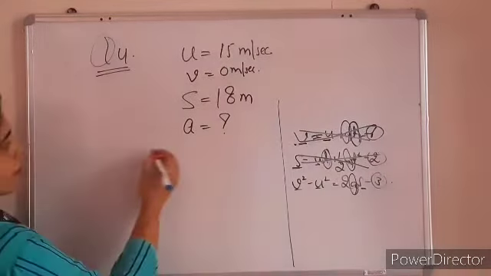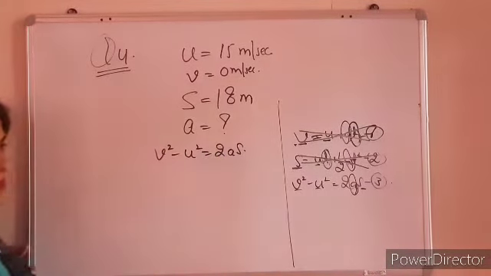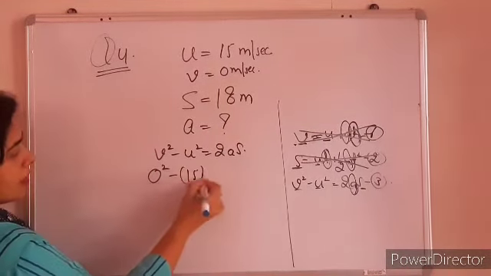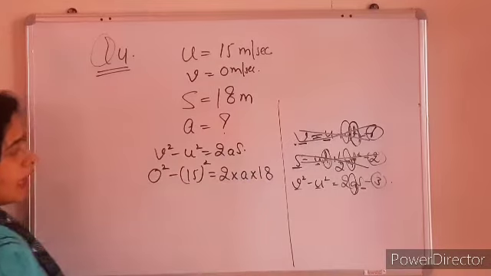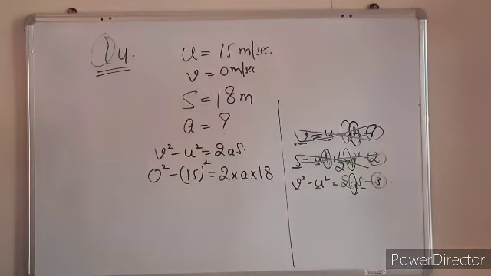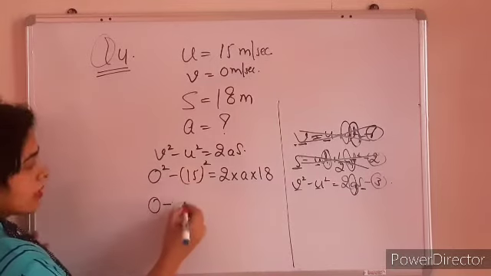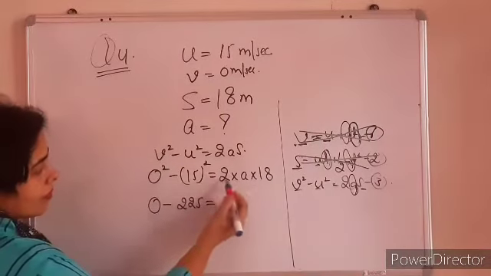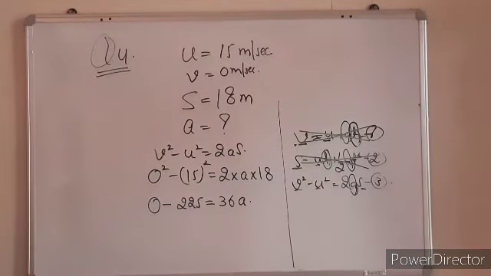Now let's apply this. V square minus U square is equal to 2AS. Fine. V is 0. 0 square minus U is 15, 15 square is equal to 2 multiplied by A multiplied by S. S is 18. A I have written as it is because we don't know its value. This is what we have to find out. Fine. Now 0 square is 0 minus 15 square is 225, is equal to 2 18s are 36 and A.